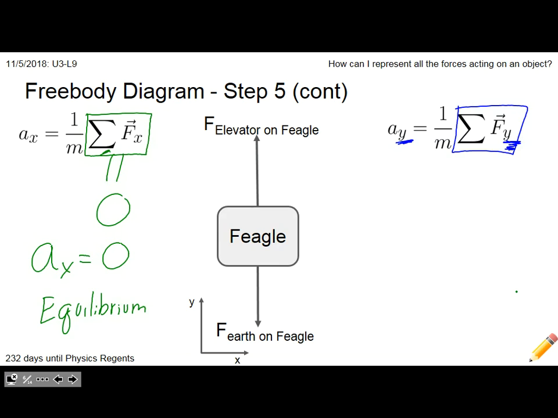All right, any questions about the x direction? This is definitely the easiest way it could come out, right? There are no forces. Adding nothing is really easy. It's just 0.